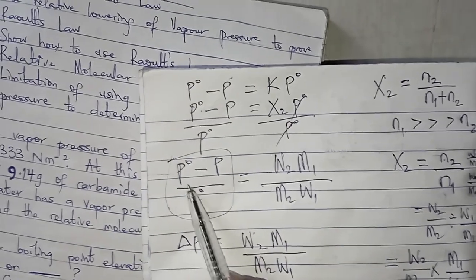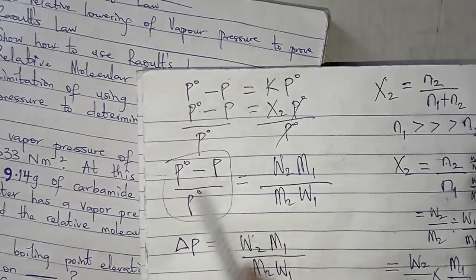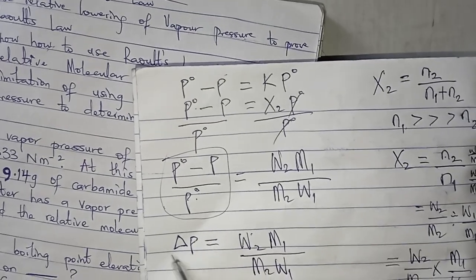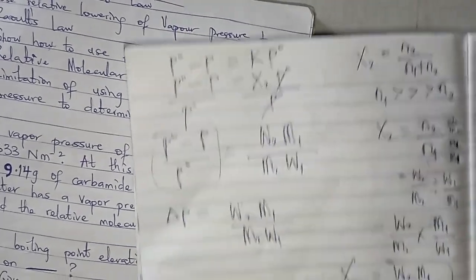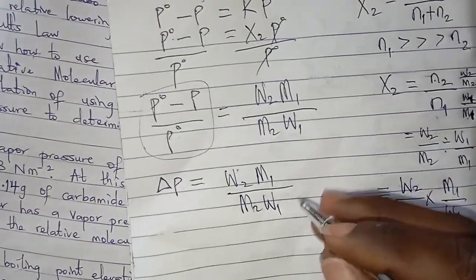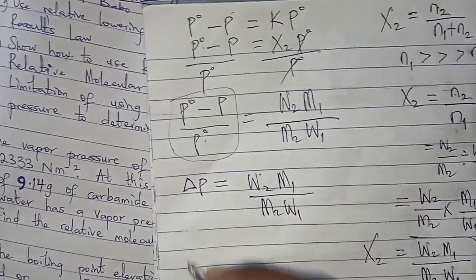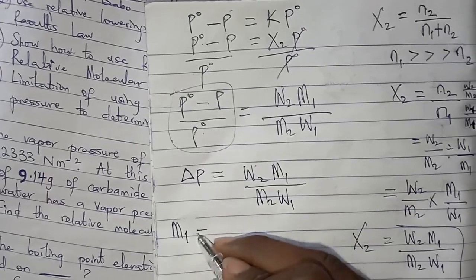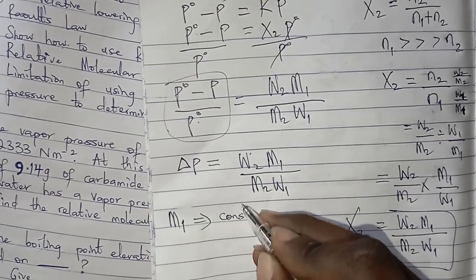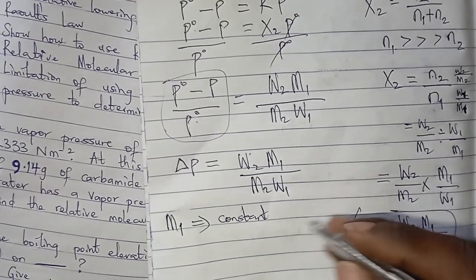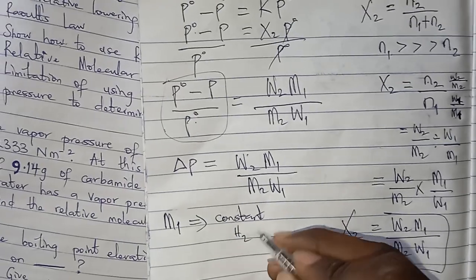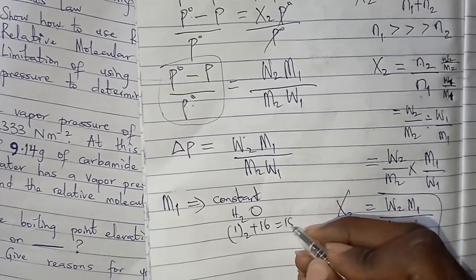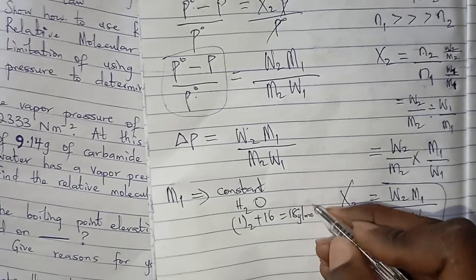Let's say they did not give you pure vapor pressure. They did not give you pressure due to solution, and they gave you the change in pressure. They give you a figure. Just use this to solve it. And you need to know that in any question given to you, M1, molecular mass of solvent, is always constant because it will be given. They can tell you it's water. If it's water that is your solvent, this is 1 times 2 plus 16, which is 18 gram per mole. That is your molar mass.